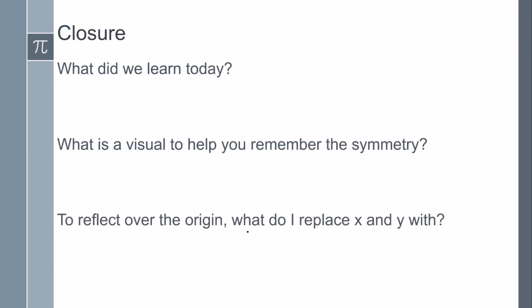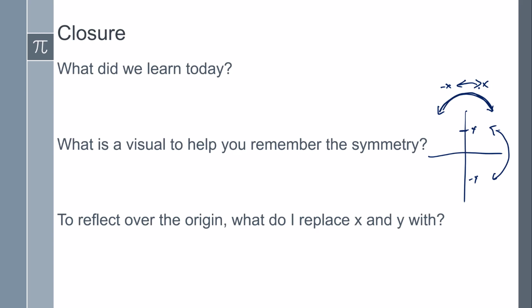So what did we learn today? We talked about symmetry and reflecting a point over the x-axis, the y-axis, and the origin. What is a visual to help you remember the symmetry? It's always helpful to draw it out. Reflecting over the x-axis means that my y goes from positive to negative, or from negative to positive. If we're reflecting about the y-axis, that means the x goes from positive to negative, or from negative to positive, because that's where it crosses, or moves into those quadrants. And then the origin is easy, it's just both.